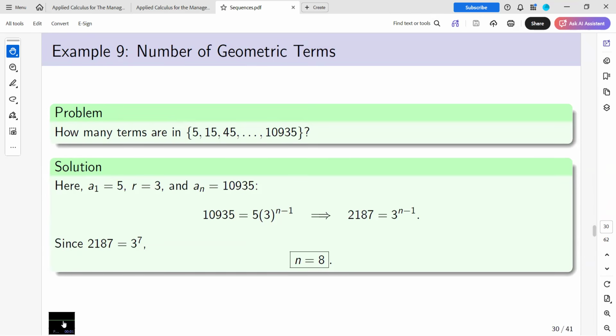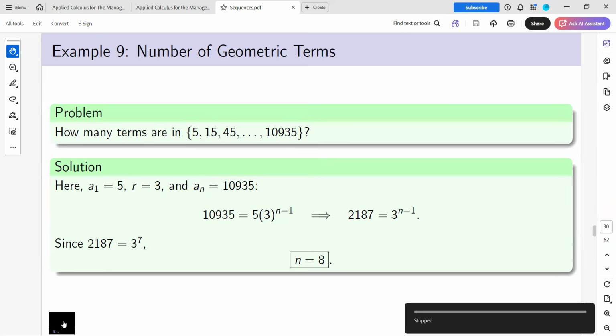Use the geometric general term and solve for the exponent. Recognizing 2187 as 3 to the 7th power makes the calculation immediate. Powers are much friendlier when they introduce themselves.